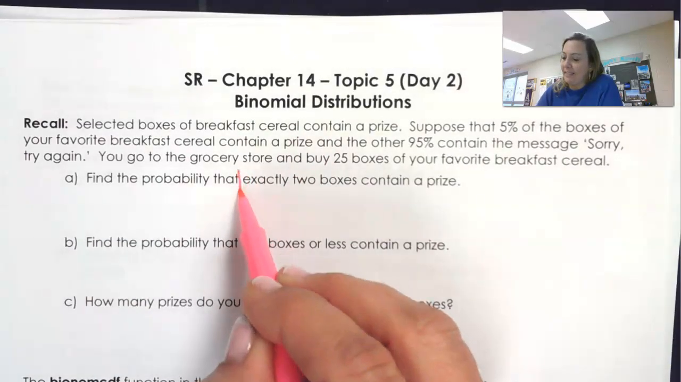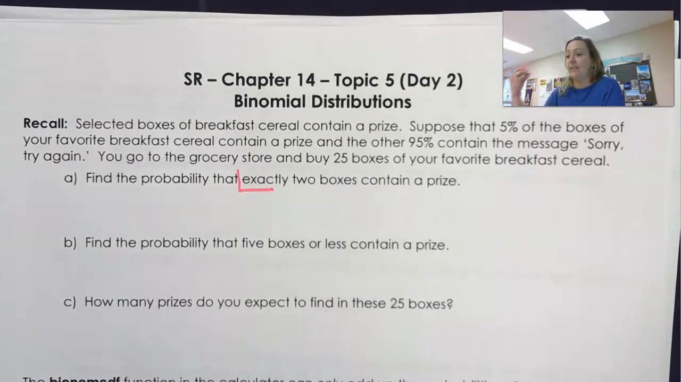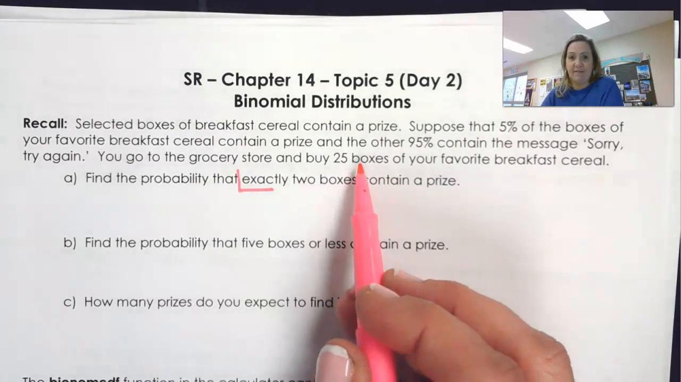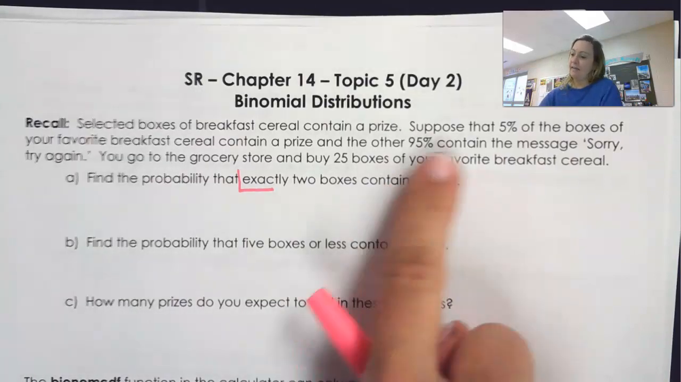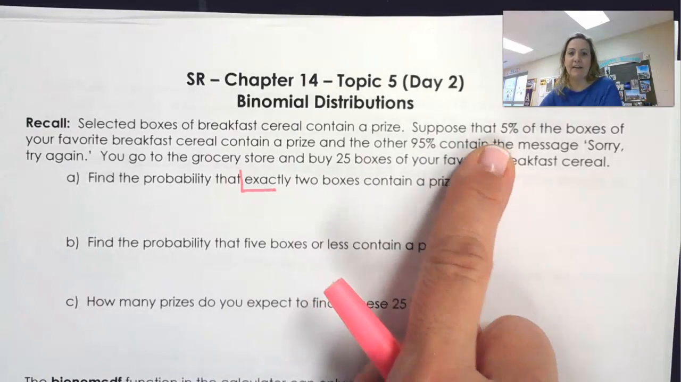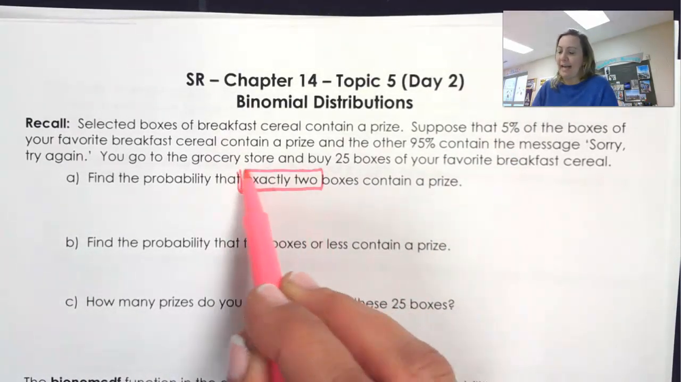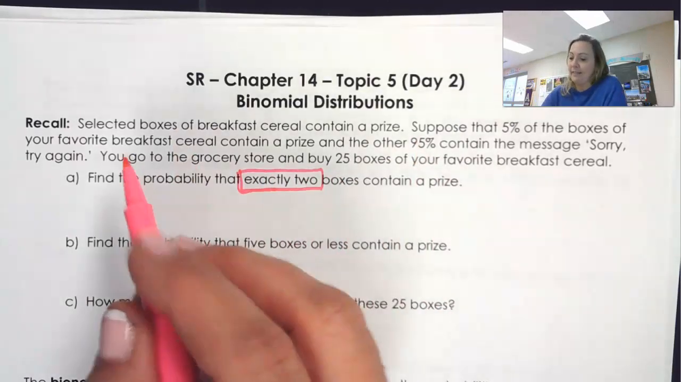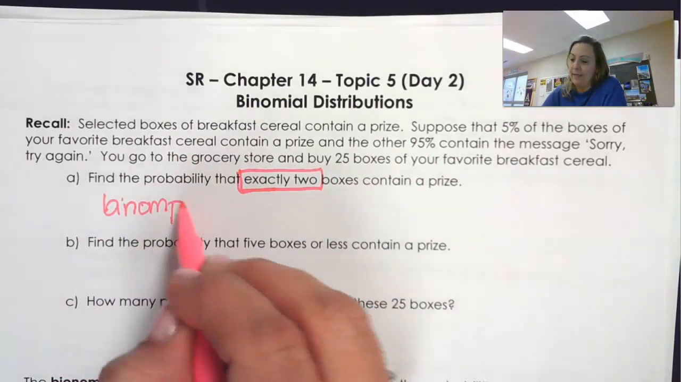So this is an example of a binomial distribution, okay? We have a fixed number of attempts, 25. We have 2 outcomes, either prize or no prize. The outcomes are going to be independent, we assume that. And again, this probability is consistent, this 5%. So because we can use a binomial and we're using exactly 2, we're going to use the binomial PDF.